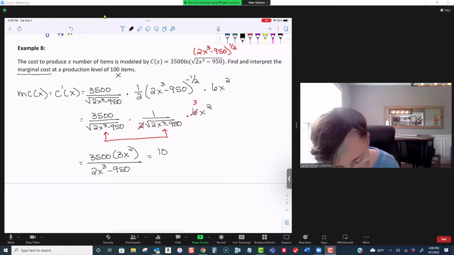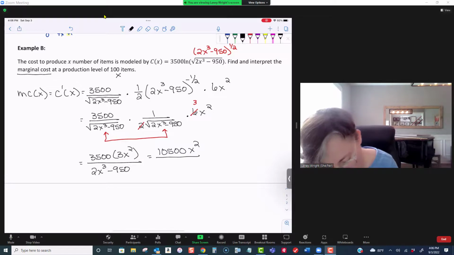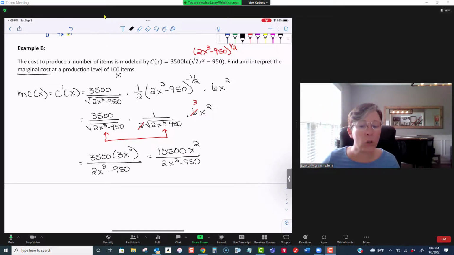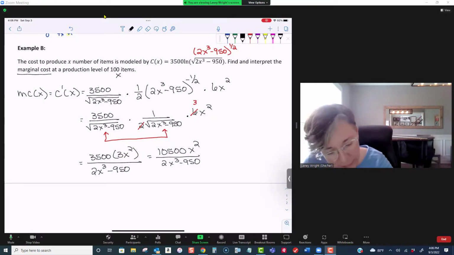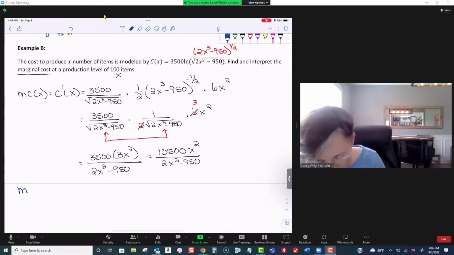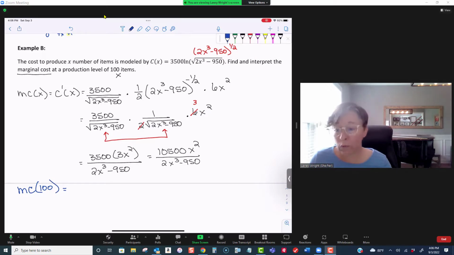That gives us 10,500 x squared over 2x cubed minus 950. And we could try to simplify, see if anything reduces, but we're not really looking for the whole formula. They're actually asking us to find, and I'll do this in blue, the marginal cost at 100 items. So we can just plug in 100 now for all of our x's.